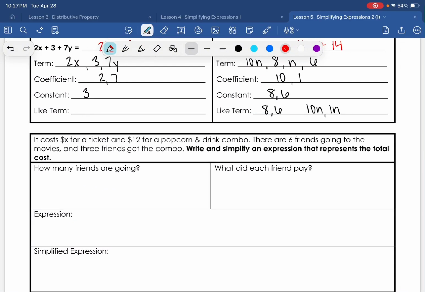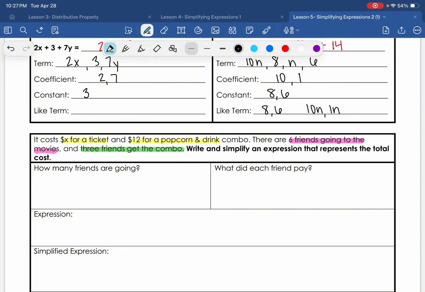Okay, let's do a word problem to kind of get our brain going. It costs x for a ticket and $12 for popcorn. Ooh, popcorn and a drink. There are 6 friends going. Okay, so important information. x is for a ticket, $12 for popcorn and drink, and we know that 6 friends are going to the movies. But it looks like 3 friends get the combo. So we need to write and simplify an expression that represents the total cost.